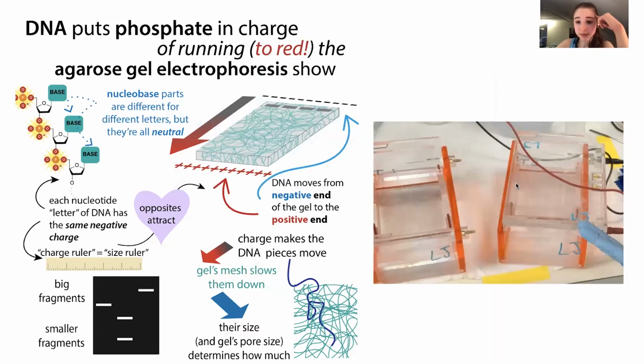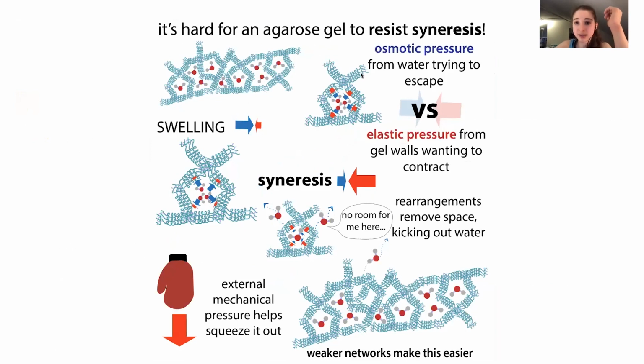One thing you might have noticed if you were to leave one of these gels be is you go away and then there's a pool of liquid on top of the gel and your gel's a little shriveled up. You also might have seen this on a cheesecake or something like that. What's happening is this thing called syneresis. In your gel, you have this mesh that is filled with water. And because there's going to be more water inside of the gel than outside of the gel, you're going to have this osmotic pressure from the water trying to escape, but it's trapped in this gel.